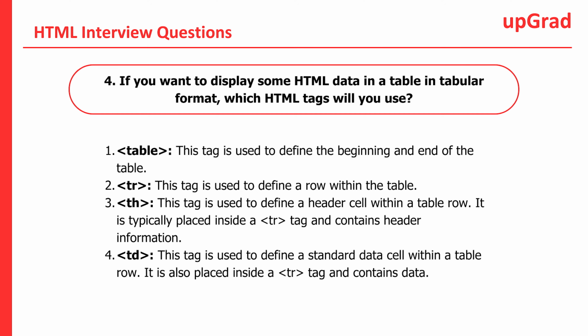The first one is the table tag. This tag is used to define the beginning and end of the table. Number 2, tr tag. This tag is used to define a row within a table. Number 3, th tag. This tag is used to define a header cell within a table row. It is typically placed inside a tr tag and contains header information. Number 4, td tag. This tag is used to define a standard data cell within a table row. It is also placed inside a tr tag and contains data.